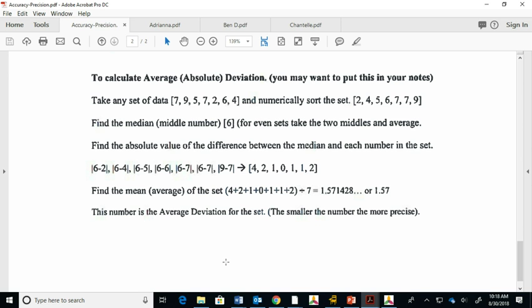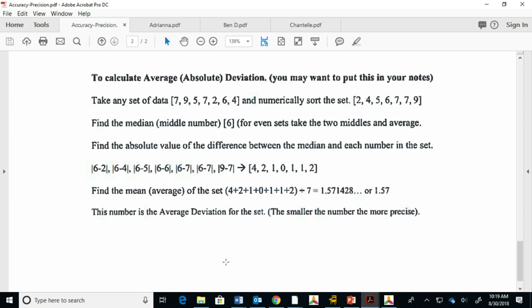Then we find the absolute value of the difference between the median and each number. So, my median was 6. So I take 6 minus 2, that gives me 4. 6 minus 4 gives me 2. 6 minus 5 gives me 1. 6 minus 6 is 0. 6 minus 7 is negative 1, but I want absolute value, right? Because I want all positive numbers. So that I get 1 and 1 and 2. So here's my differences when I'm comparing to the median.